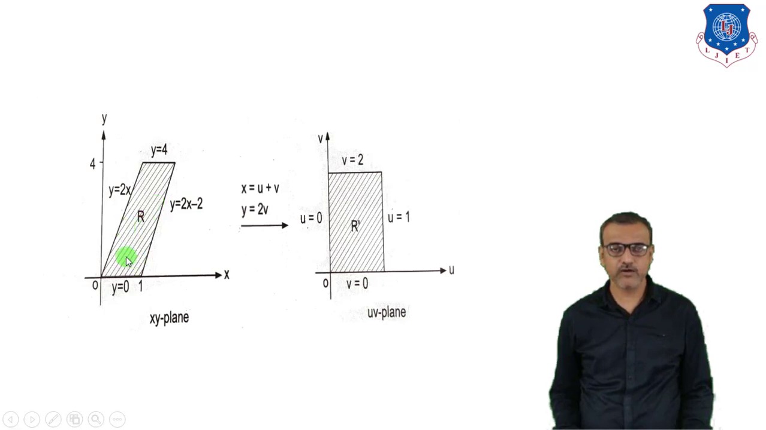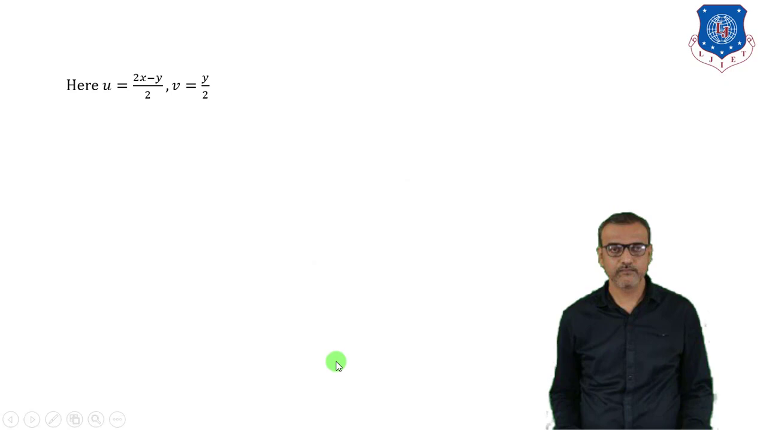Now we are going to transform this region, which is in the xy plane, to the uv plane. This is the u-axis and this is the v-axis. So this is the line u equals 0, this is u equals 1, this line is v equals 0 and this line is v equals 2. So this is the required region of integration in the uv plane. So we have transformed the xy plane to the uv plane. Here u equals 2x minus y by 2 and v equals y by 2.